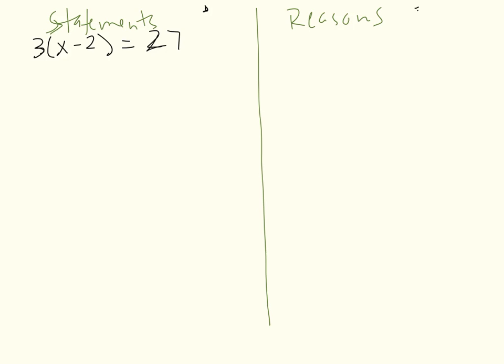So this would be my first statement. Whatever statement is given to you, the reason over here you would write would be given. That should always be the first line. Always, always. With an algebraic proof, I would personally solve the statements on the left-hand side first and then fill in your reasons. So my second step, I'm going to have 3x minus 6 is equal to 27.